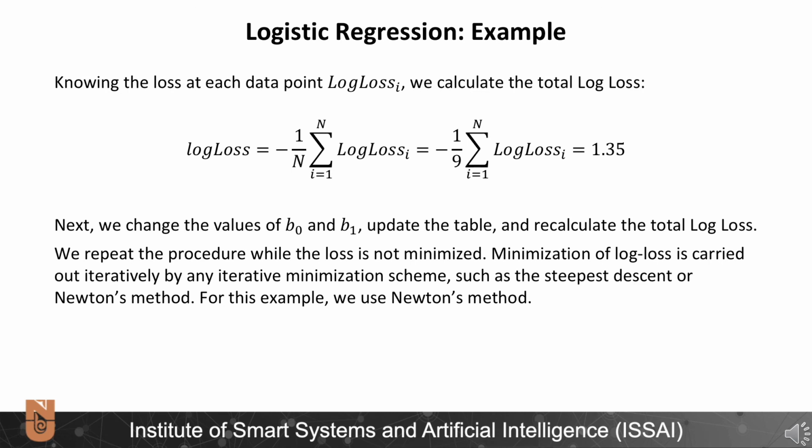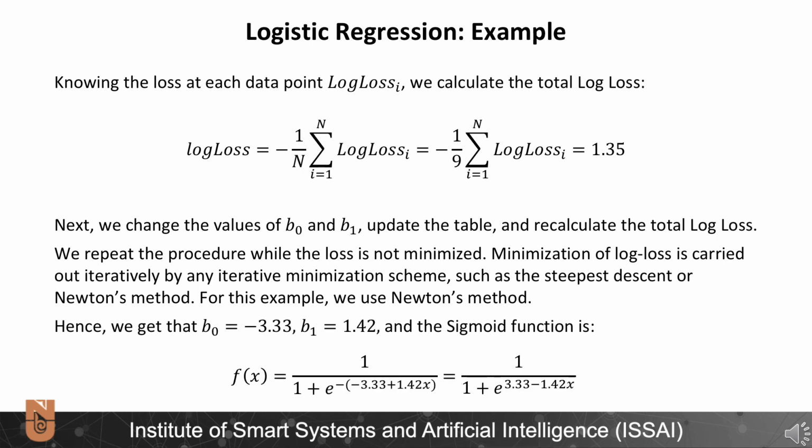Minimization of log loss is carried out iteratively by any iterative minimization scheme, such as the steepest descent or Newton's method. For this example, we used Newton's method. Hence, we get that b0 is equal to -3.33 and b1 is equal to 1.42, and the overall function is as shown on the slide.